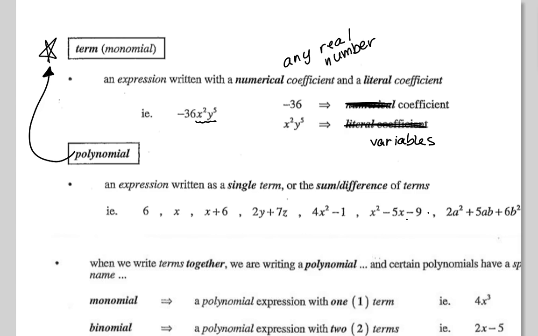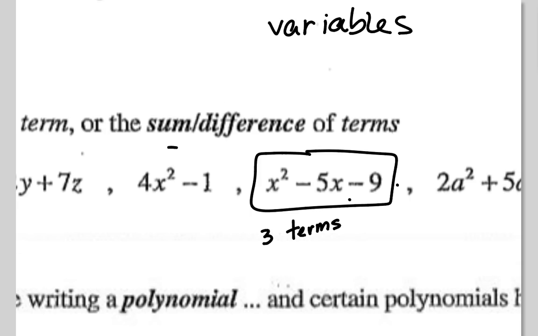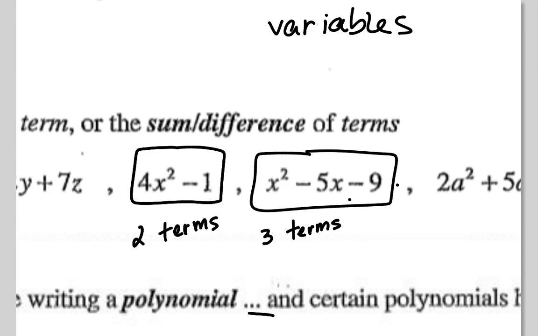Like, let's take a look at this one here. This is very common for Math 10. How many terms are there? Good, 3 terms, because they're separated by plus or minus. And those 3 terms are all unlike. There's an x squared, there's an x, and there's a constant. How about the one beside it? How many terms on this one? 2 terms. Good, because they're separated by plus and minus. You guys clear on what a term is?